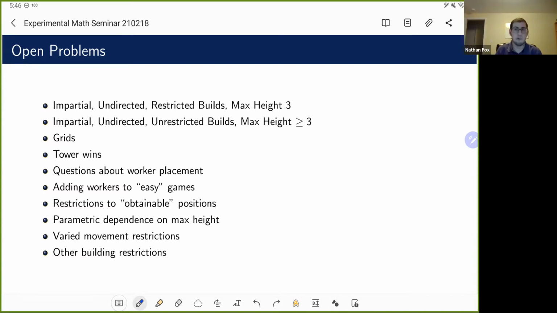Then there's the question of tower wins. Carson proved a couple fairly trivial results about tower wins, such as tower wins with max height 1 are dumb. But there's a couple other silly things you can prove with tower wins. But aside from that, we don't really know anything about general interesting games with tower wins.